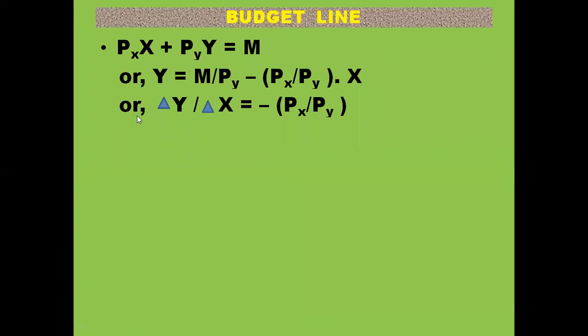Now we do the differentiation. So del y by del x. Now M by Py is constant, since we know these are given, they are assumed to be given. So this becomes 0. Minus Px by Py, del x by del x is 1. So we get del y by del x equals to minus Px by Py.